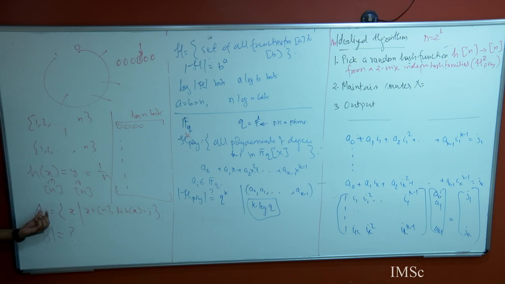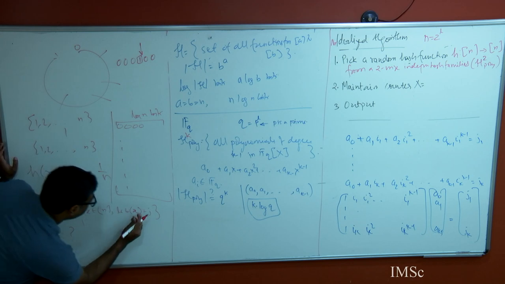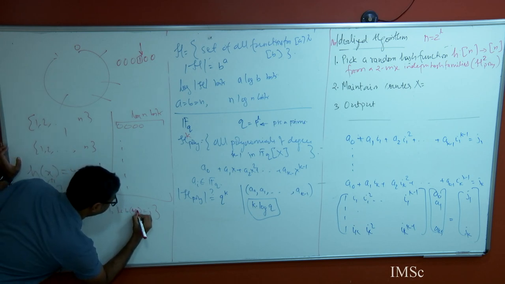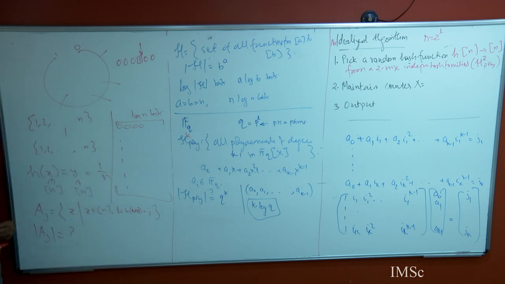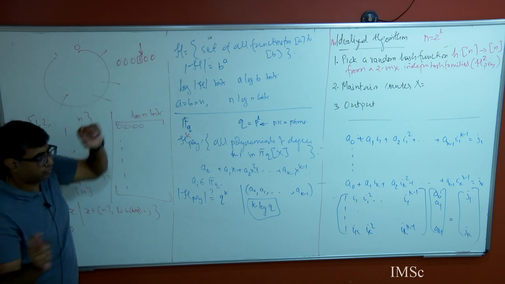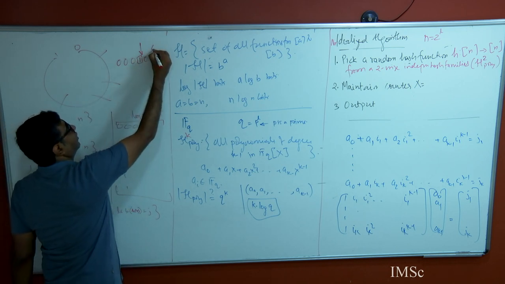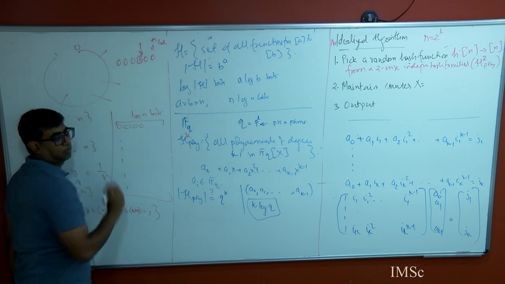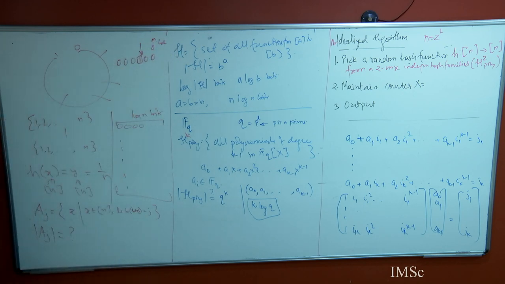So I have chosen this function h. For x in the stream, I shouldn't write s, h of x. The least significant bit of h of x is j, or 2 raised to j plus 1, because you start from the 0th bit, 1, 2. So I was wrong. You should always start from the 0th bit. So this is the 0th bit, 0, 1, 2, up to log n minus 1.